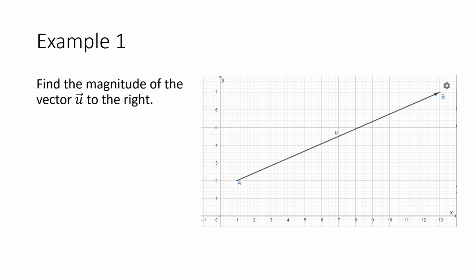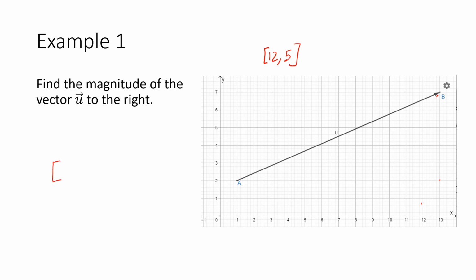All right, so let's look at example 1. Let's find the magnitude of this vector u right here. First off, we have to define the Cartesian vector. We see that we go from 1 to 13 on the x-axis, right? We have a horizontal displacement of 12, and we go from 2 to 7 on the y-axis. So we have a vertical displacement of 5. So we just have to plug numbers into the formula, right?